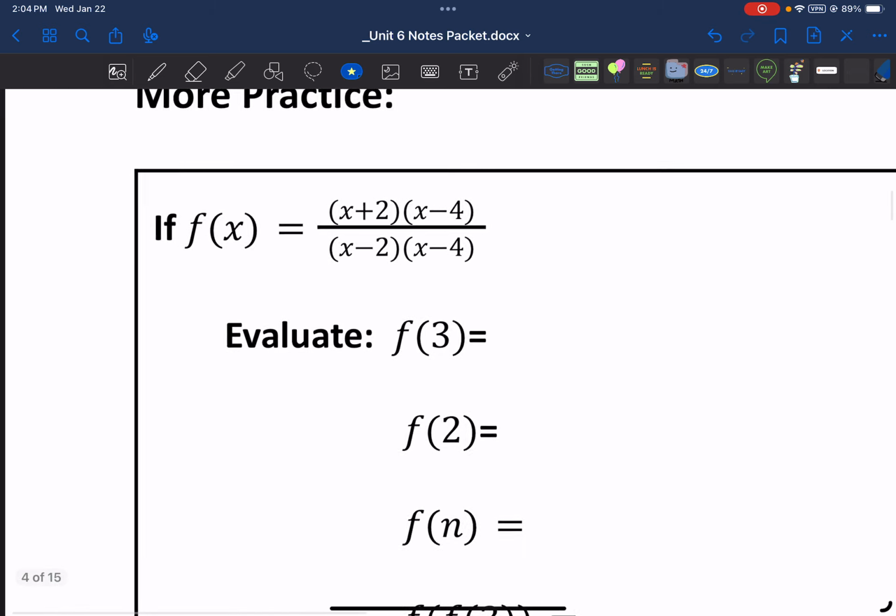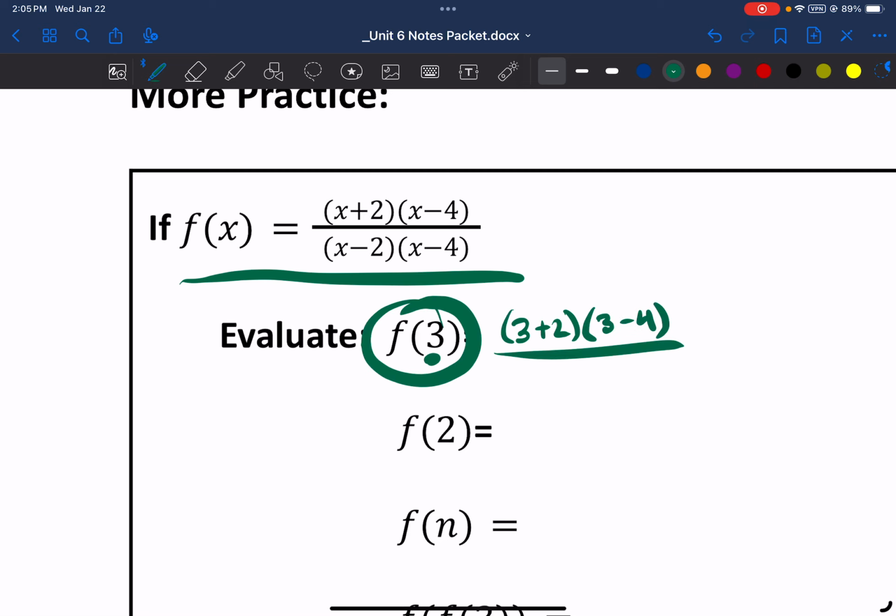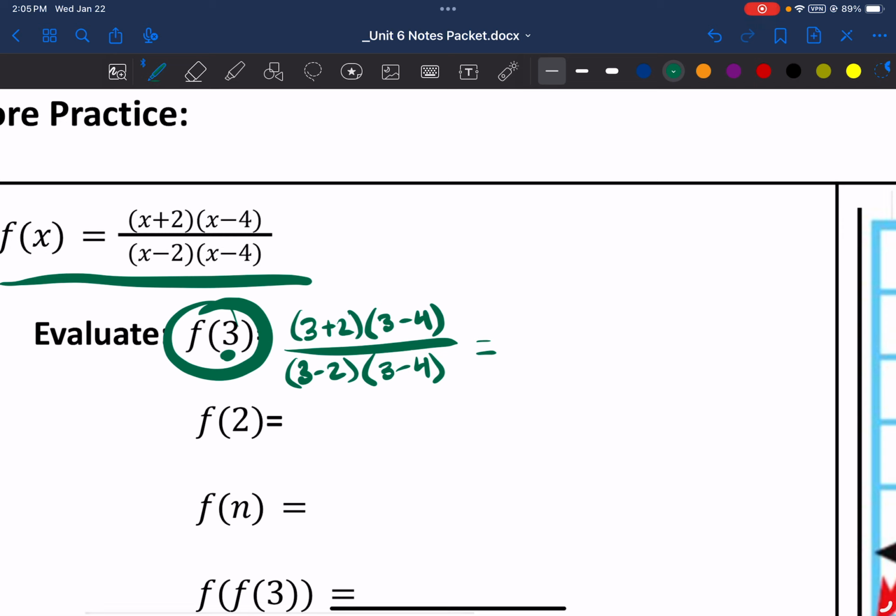If this is our function f of x, and we want to know f of 3, we just plug in a 3 for all x's. We did this last unit, we just didn't use this notation. We did this when using test points. 3 plus 2 is 5. 3 minus 4 is negative 1. 3 minus 2 is 1. 3 minus 4 is negative 1. Negative 5 over negative 1 is positive 5. So I know that f of 3 is positive 5.